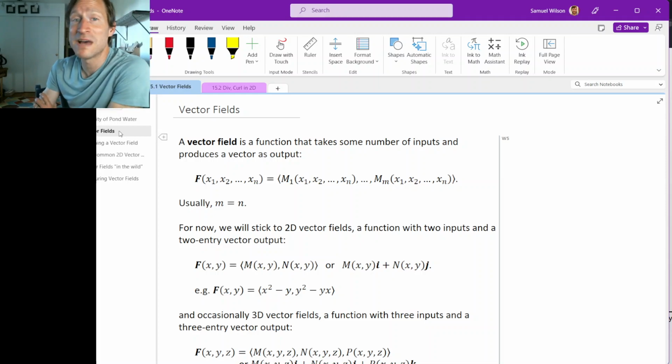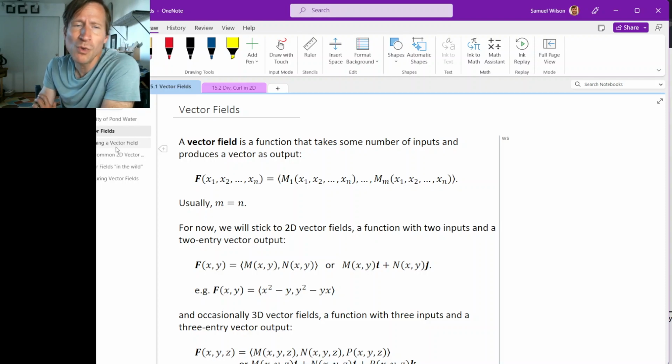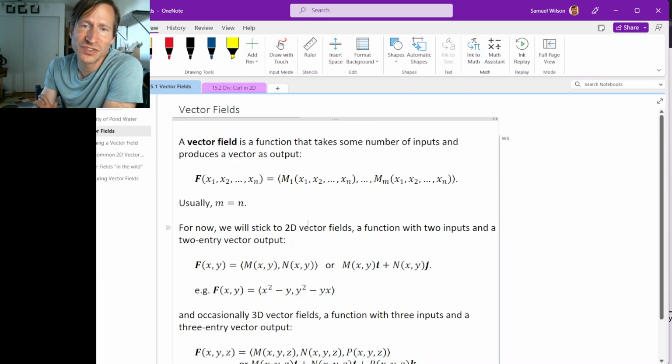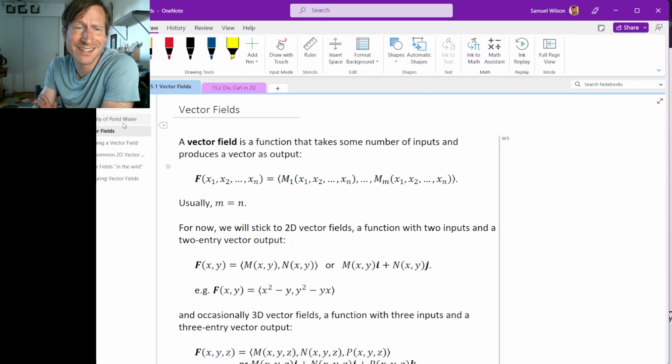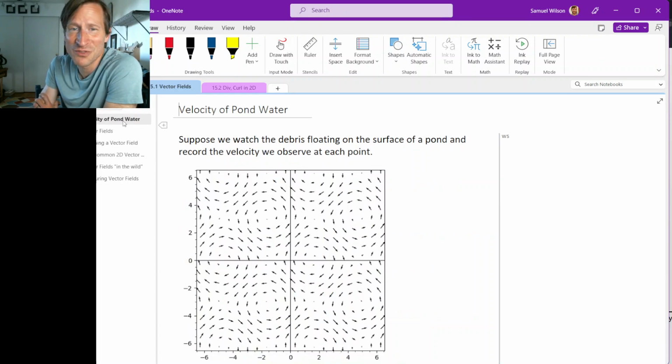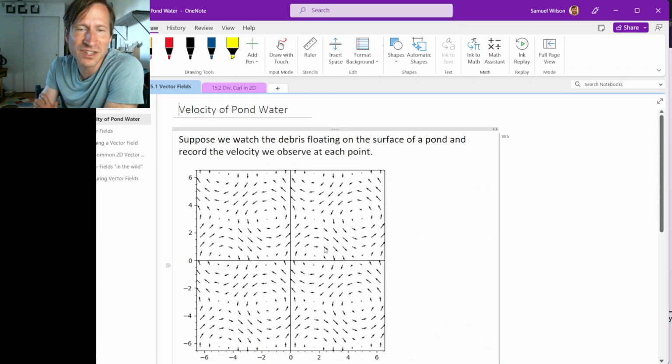We have this new mathematical idea of a vector field, but every time you have a new mathematical idea, it's helpful to think about the real world and where this new mathematical idea shows up. Well, one place that this idea of a vector field shows up in the real world is the motivating example for the vector field, which is this velocity field of the velocity of bits of debris floating around the surface of a pond.